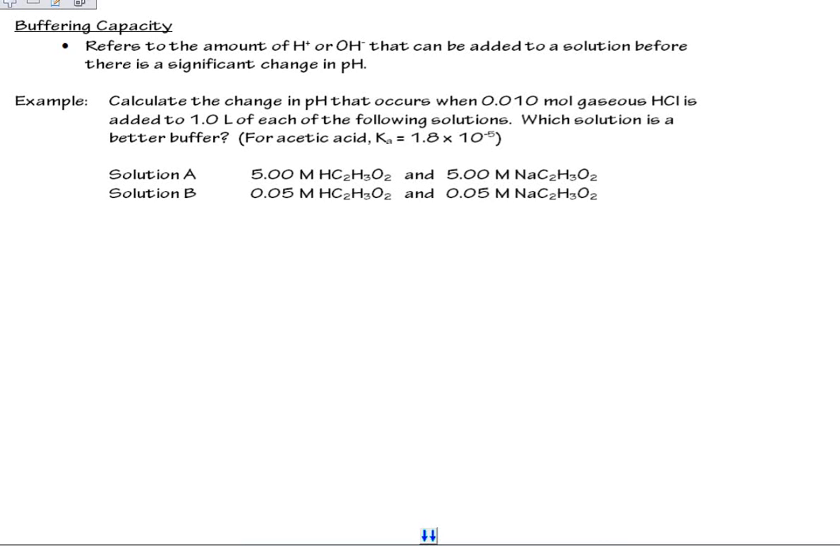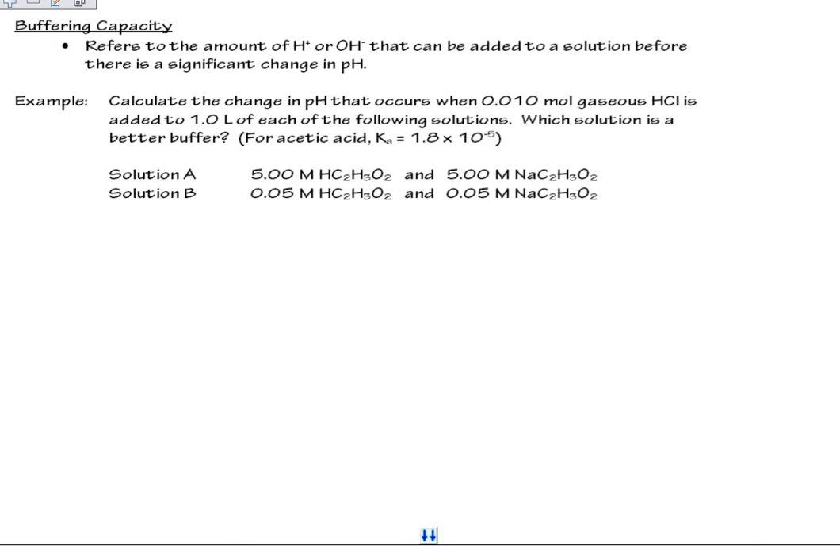This video is on buffering capacity. Buffering capacity refers to the amount of acid and base that you could add to a buffered solution until you start seeing a significant change in pH. So we're going to look at two. They're the same general buffer solution. We're just changing the molarity. They are indeed buffered solutions.